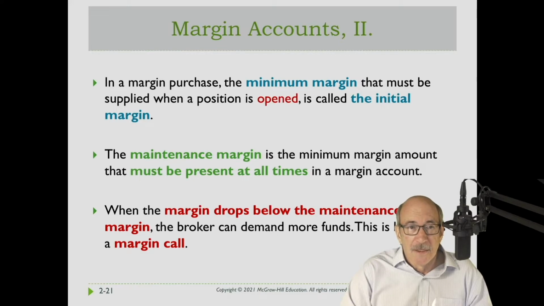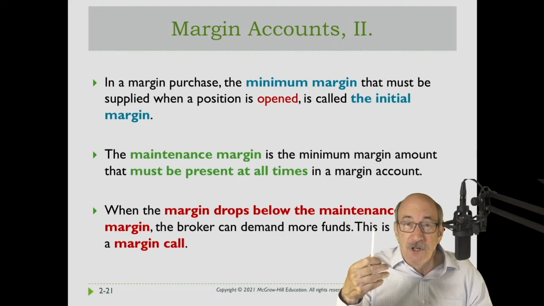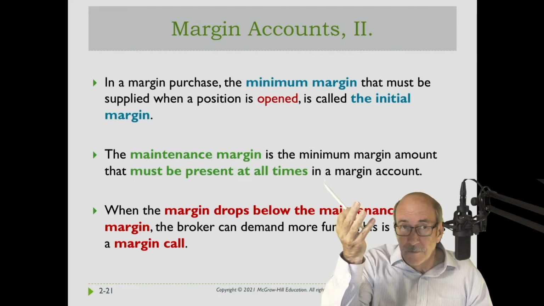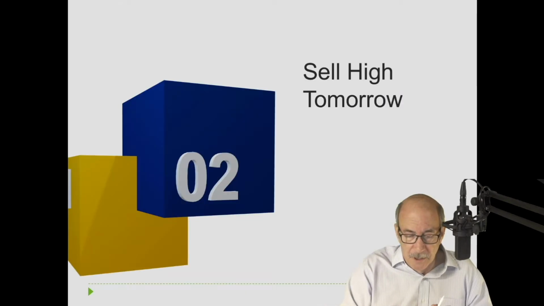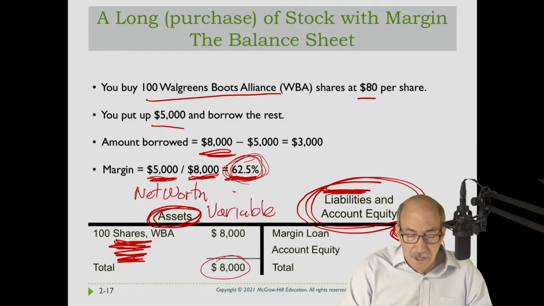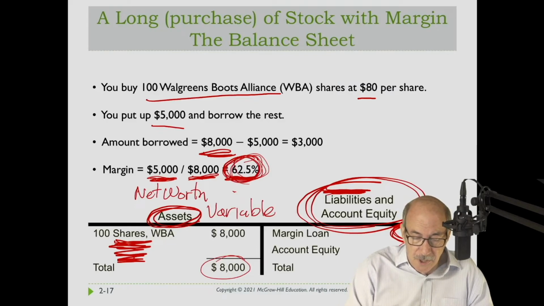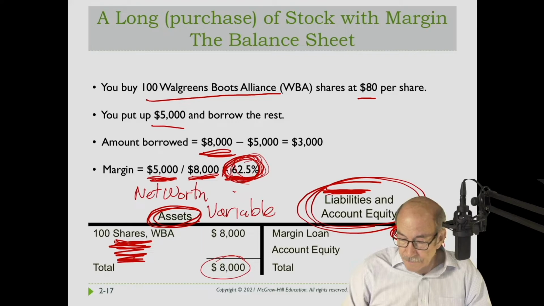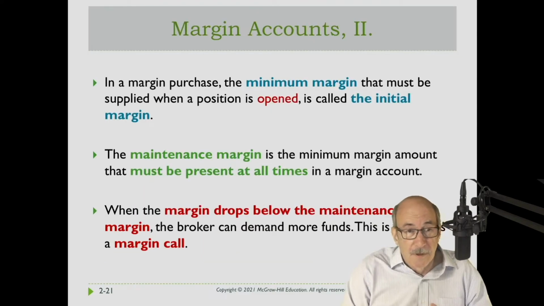All right. Then there's this thing called maintenance margin. The maintenance margin is the minimum margin that must be present at all times. So you open with the initial margin of 50% or higher. In this example, our initial margin back here on this slide was 62.5%, right?